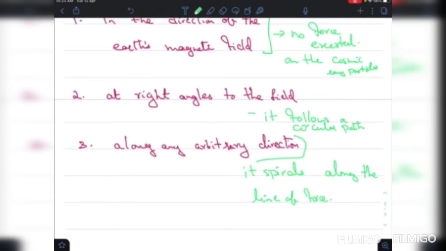So we can say that some particles will be deflected away from the Earth and some others will be pulled towards the Earth. Particles moving along the Earth's magnetic axis will not be deflected. Then the effect of this Earth's field is to reduce the intensity of the cosmic rays in certain latitudes.